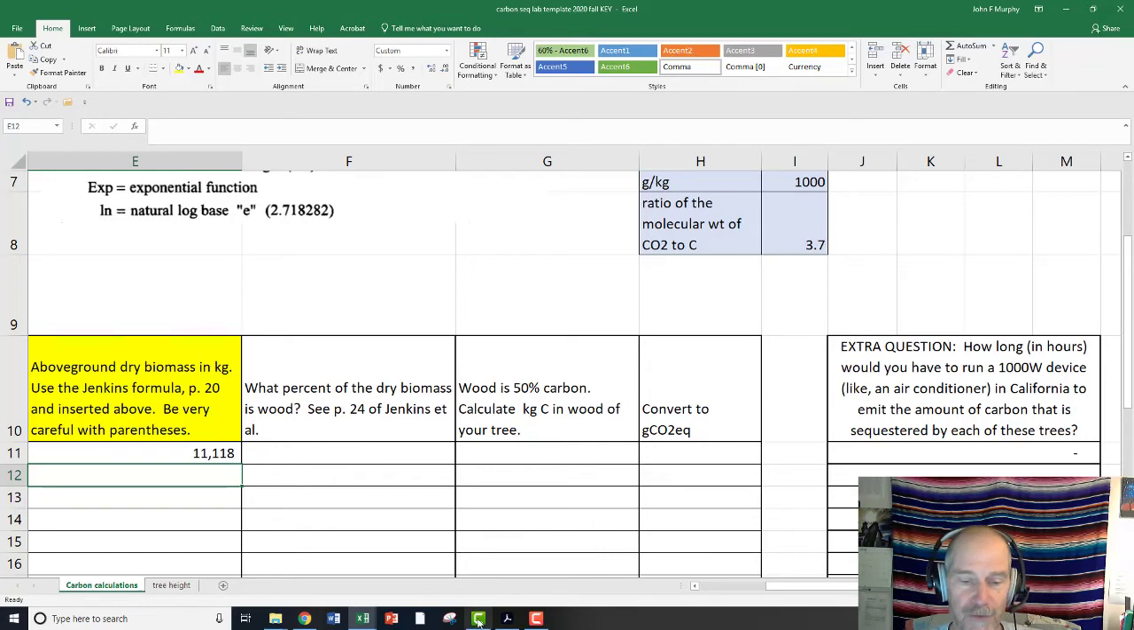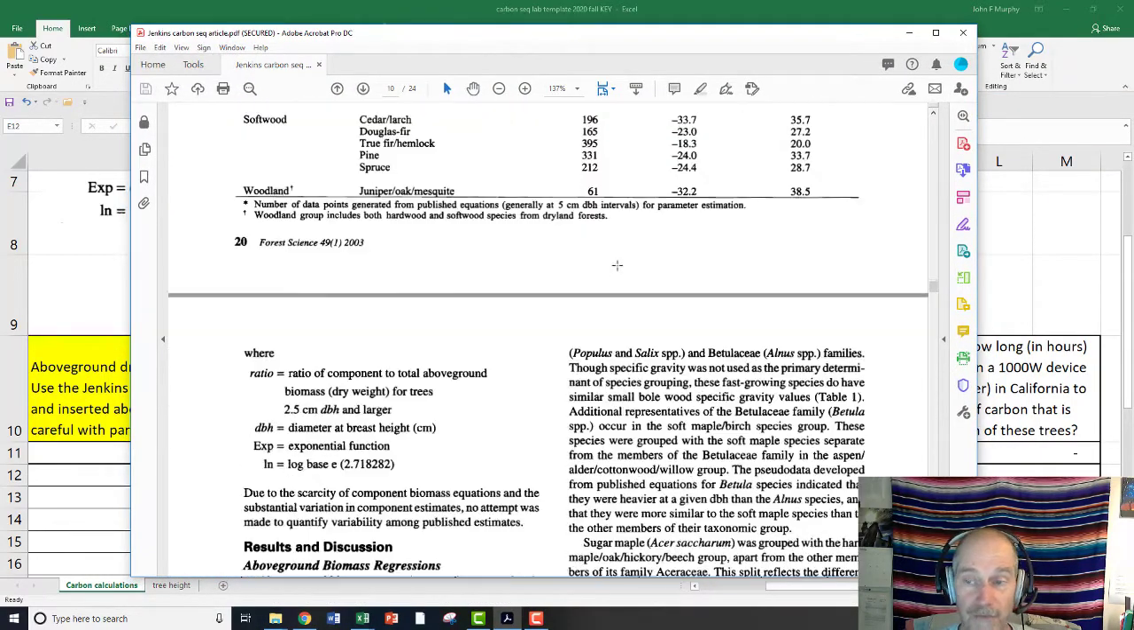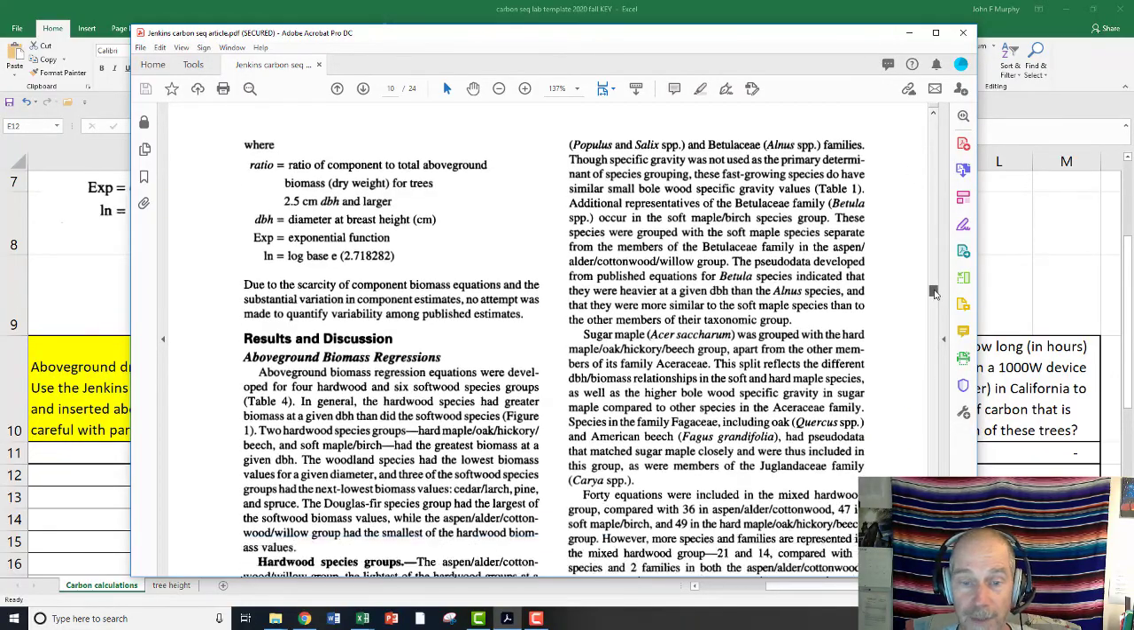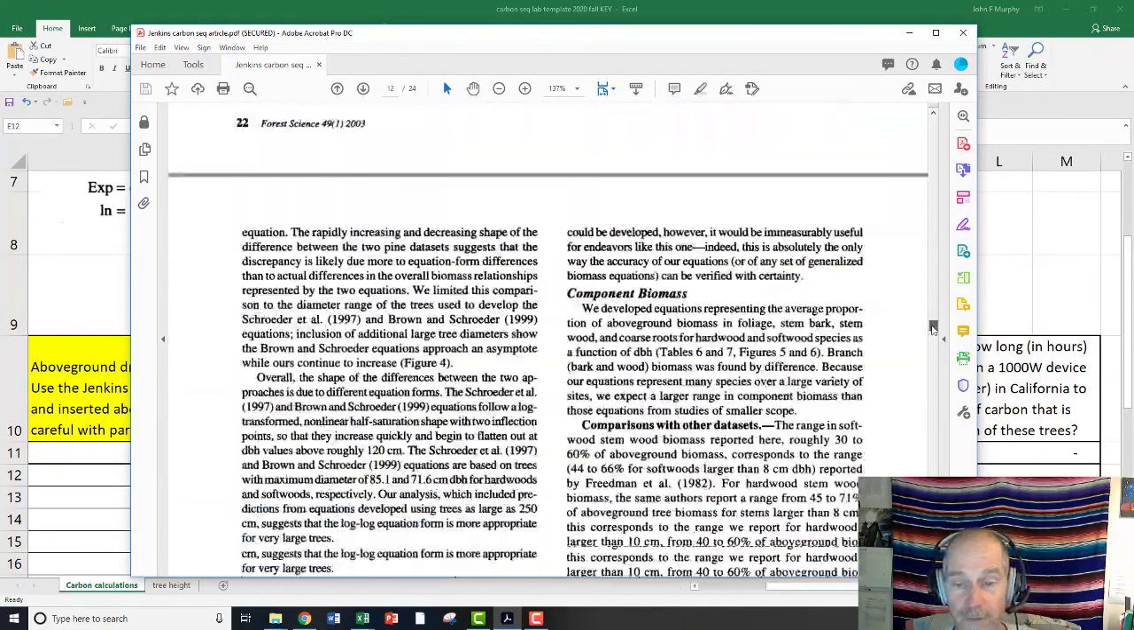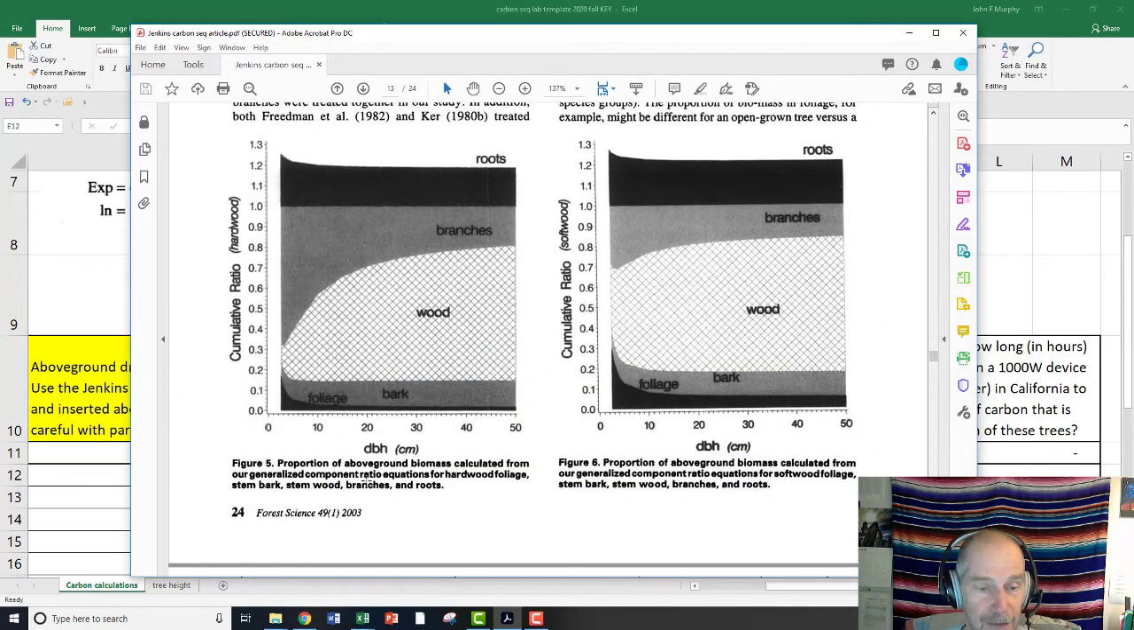Let's go to page 24 of Jenkins. Oh, well, the dry biomass, so a tree is not just wood. It contains other stuff too. What does it contain? Well, you can think of it. Bark, other stuff. Page 24 has got it all spelled out for you. Wonderful paper. Here it is. These two charts, the one on the left is hardwood. The one on the right is softwood. Conifers are considered softwoods.